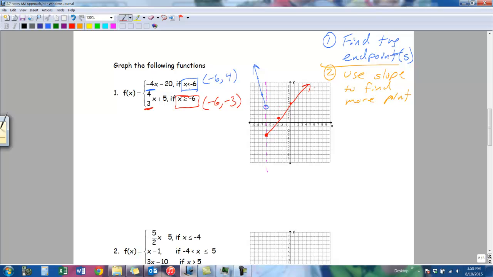So this is our piecewise function. F of x is this line when x is on the left side of -6, and f of x is this line when x is on the right side of -6, greater than -6. That would be our piecewise function.